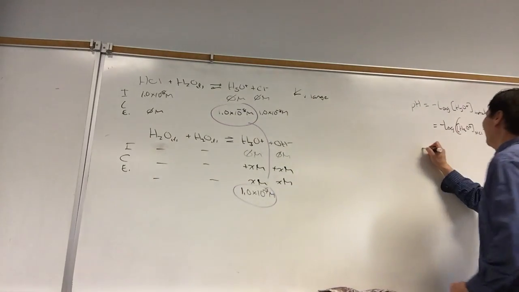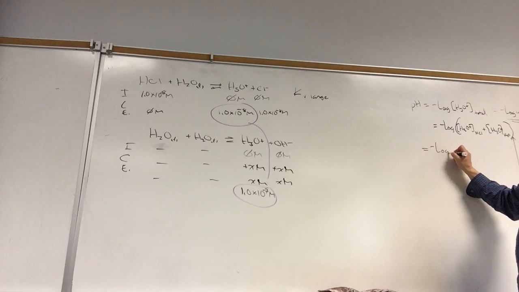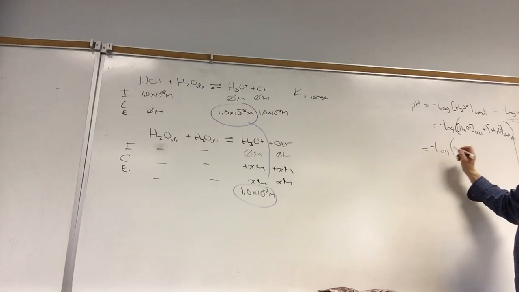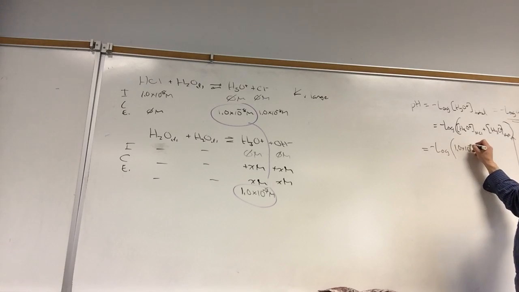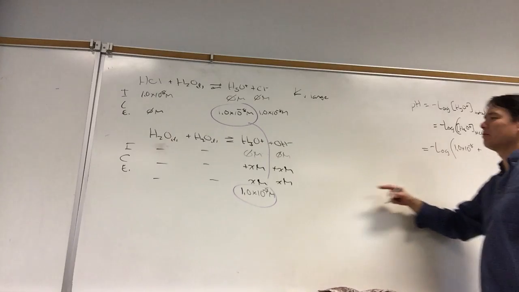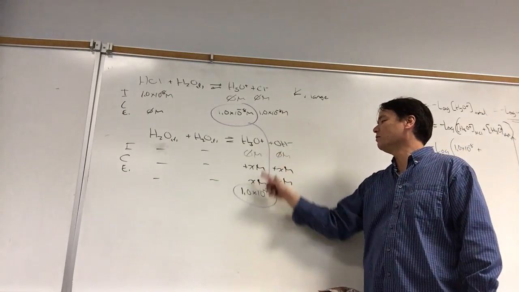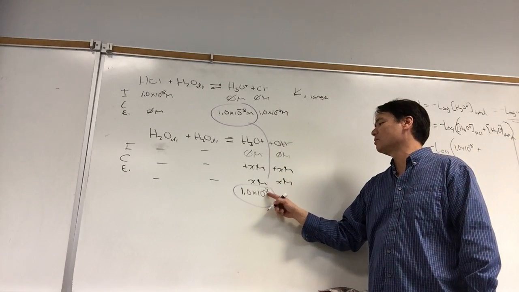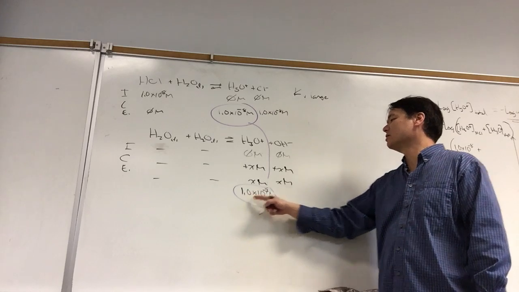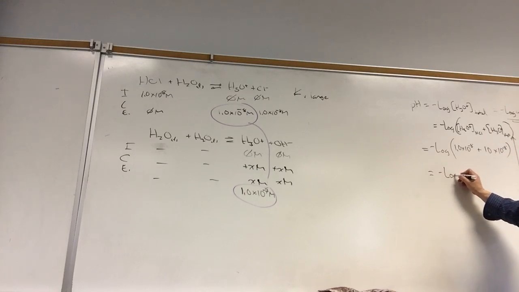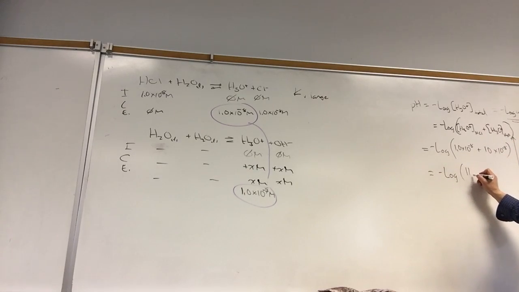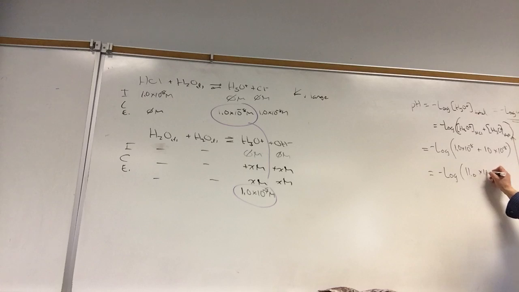So plugging it in here, I'm going to have the negative log of the hydronium from the HCl, let's write it as 1.0 times 10 to the minus 8, plus the hydronium from the water. The hydronium from the water, I'm going to change the exponent here to minus 8. And so this is going to be 10 times 10 to the minus 8. And so this is going to give me the negative log of 11.0 times 10 to the minus 8.